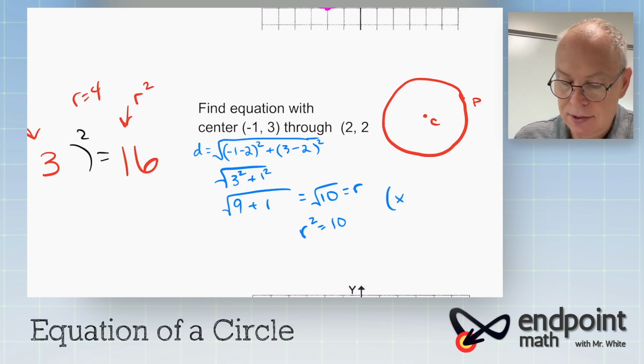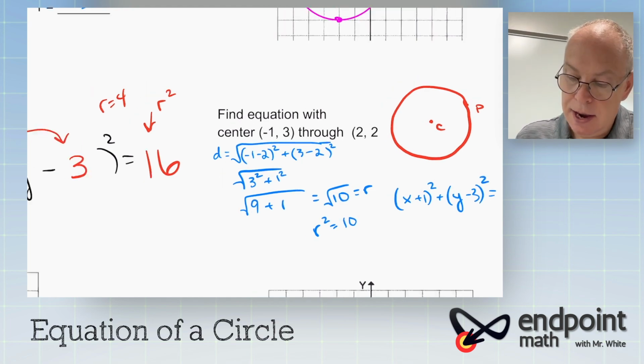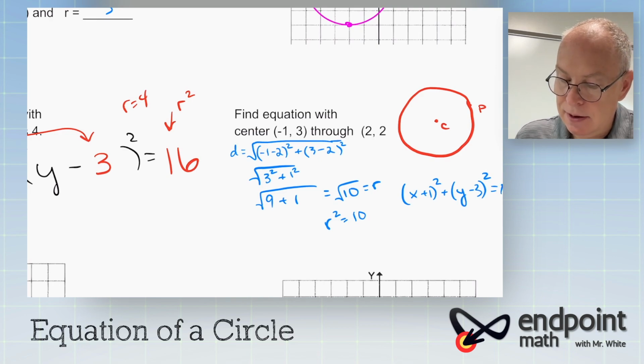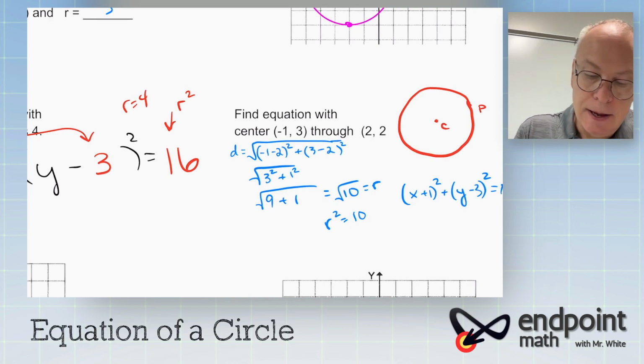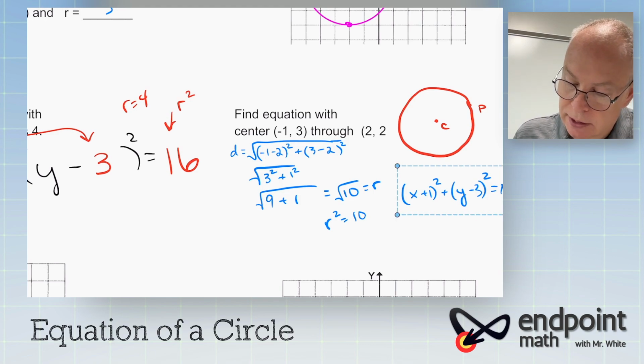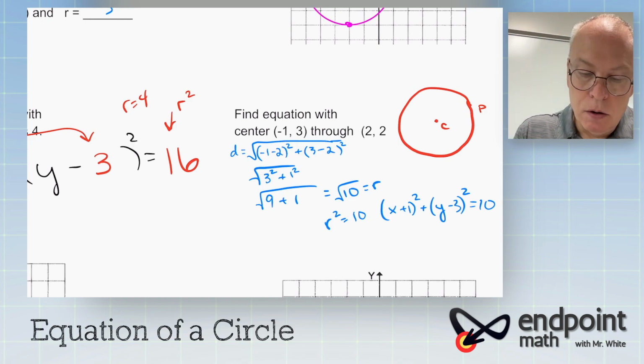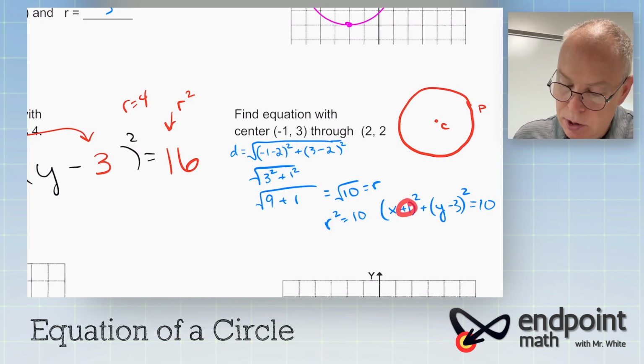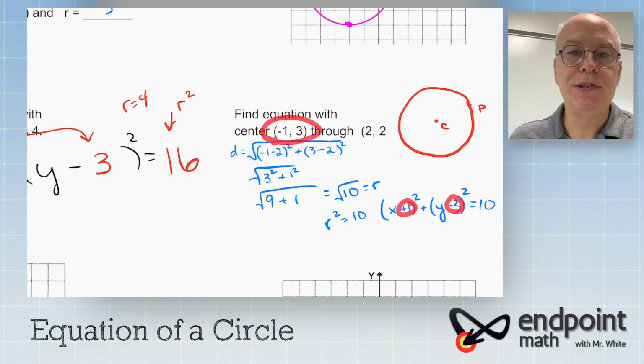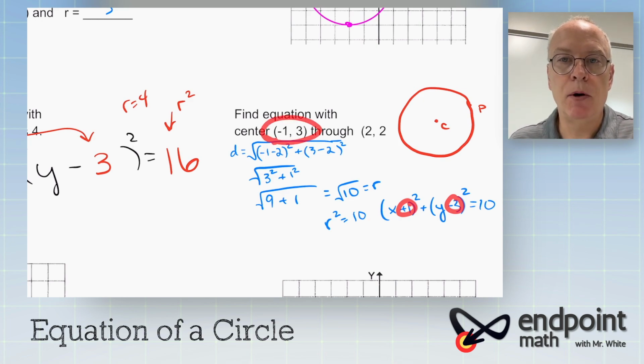So it is x plus 1, the quantity squared, plus y minus 3, the quantity squared, equals, and this is where we put the 10. Let's see if I could squeeze that in. A little bit off the screen, so let me move it over there for you. There you go. Remember, these numbers, they just came from the center, just like we did a moment ago.